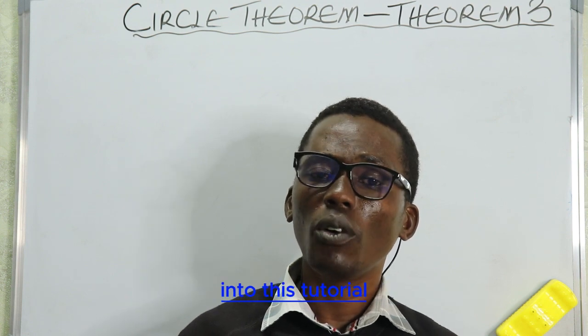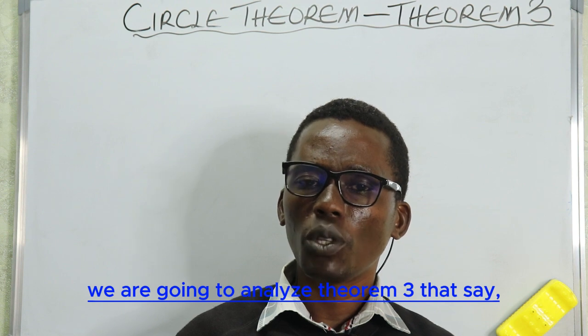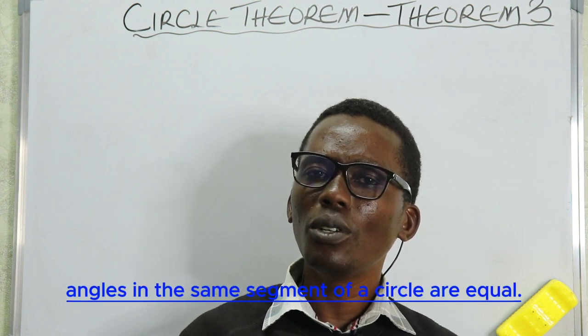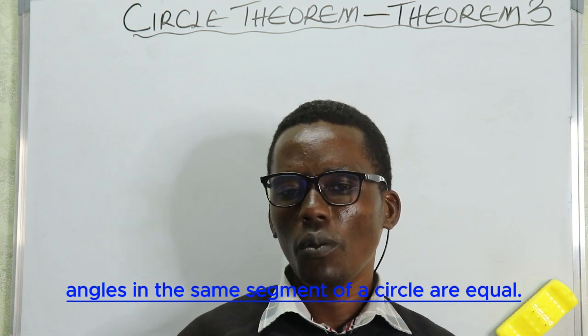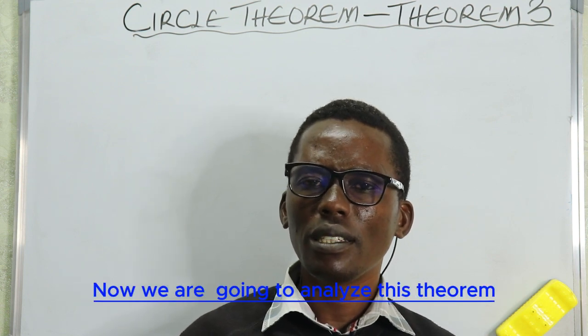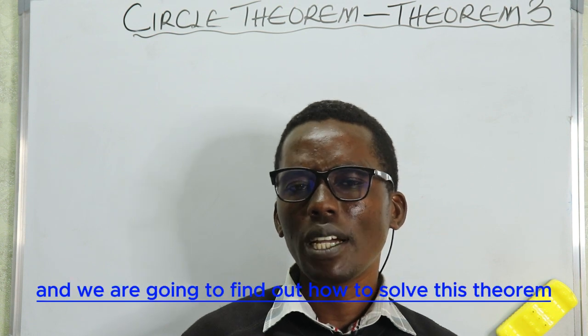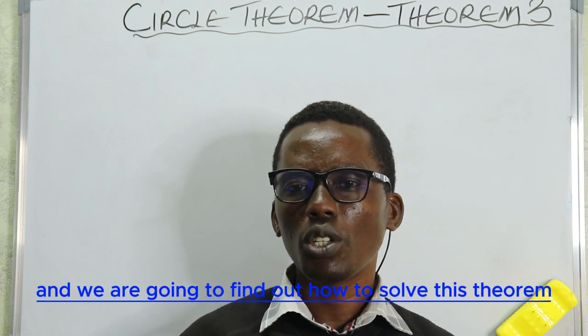In today's tutorial, we are going to analyze theorem 3 that says angles in the same segment of a circle are equal. Now we're going to analyze this theorem and we're going to find out how to solve this theorem using a simple example.